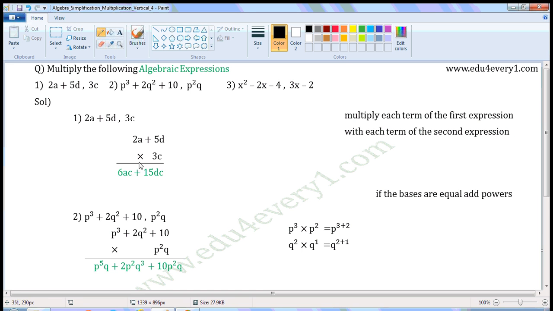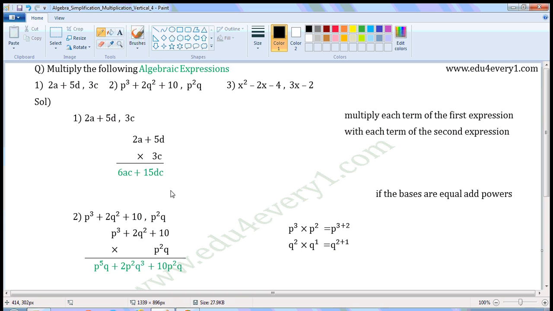2 into 3 is 6. A into c is ac. So 6ac plus 5d into plus 3c. Plus 5 into plus 3 is plus 15. D into c is dc. So the result is 6ac plus 15dc.